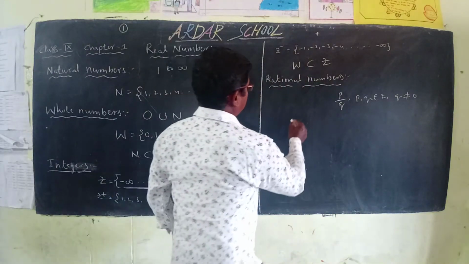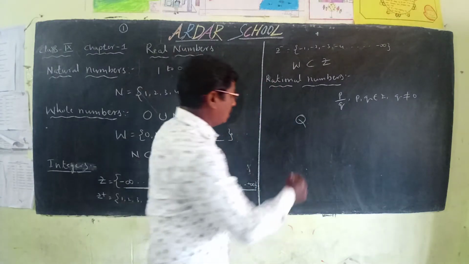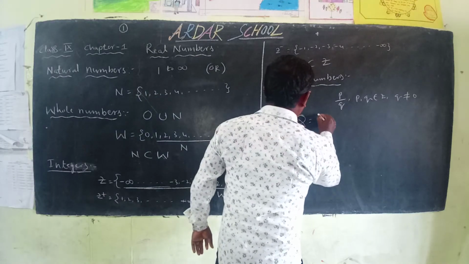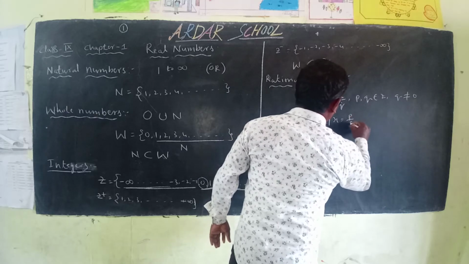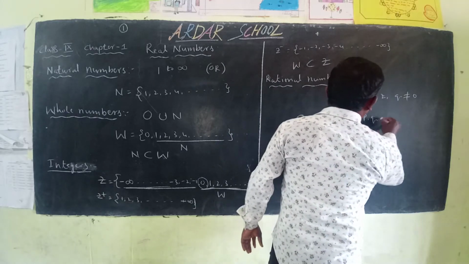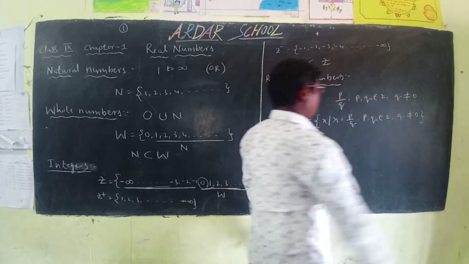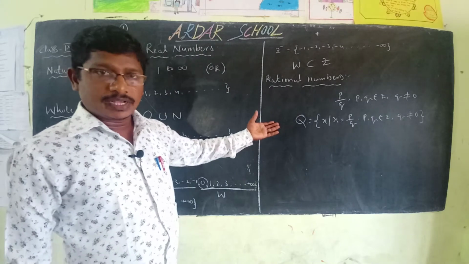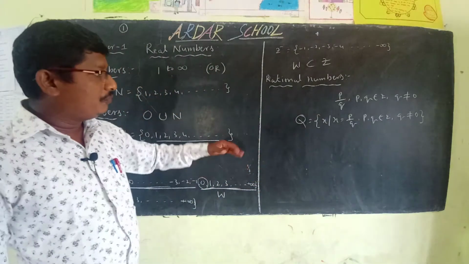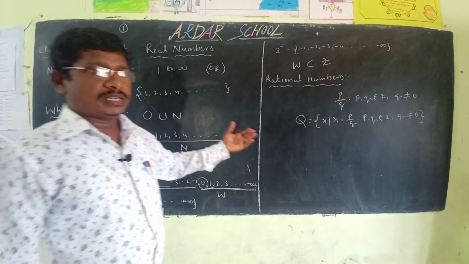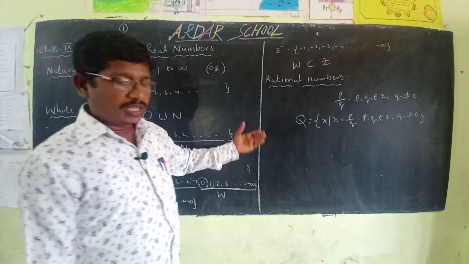Rational numbers are denoted by Q. Q is equal to the set of x such that x is equal to p by q, where p, q belong to Z and q is not equal to 0. Every rational number can be represented as a decimal.